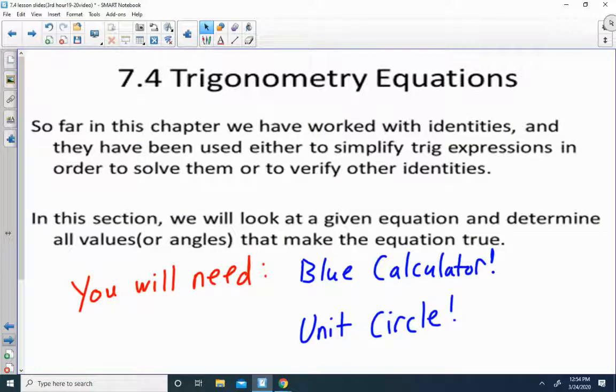So far in this chapter, in chapter 7, we have worked with identities, and they have been used either to simplify trig expressions in order to solve them, or to verify other identities. In this section, and specifically 7.4, we will be looking at given equations and determine all the values or angles that will make the equation true.